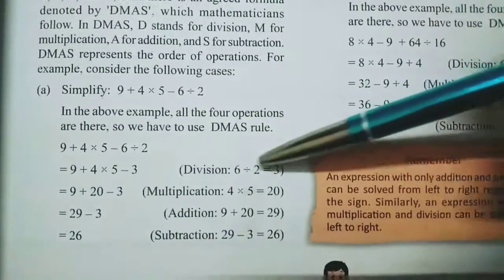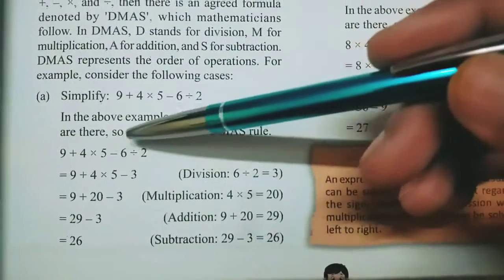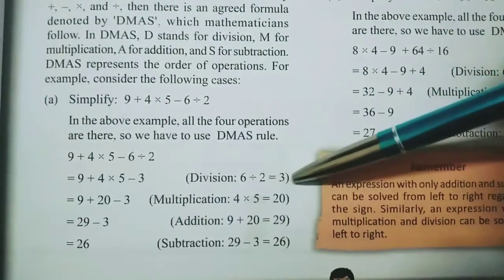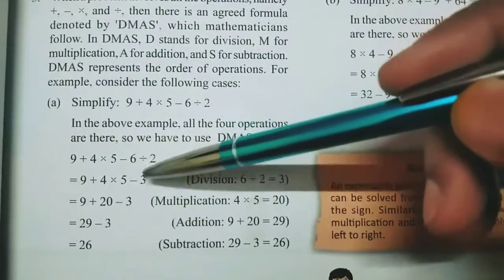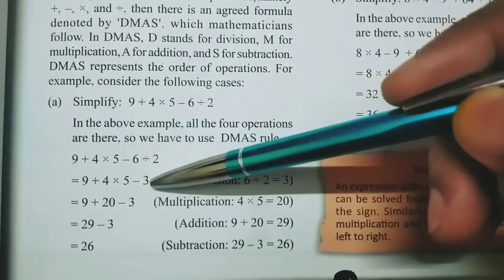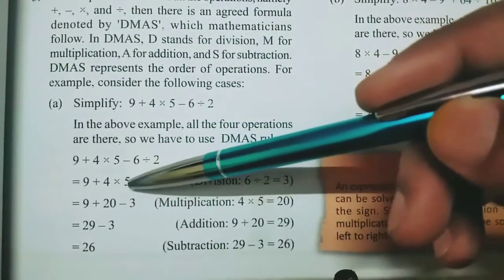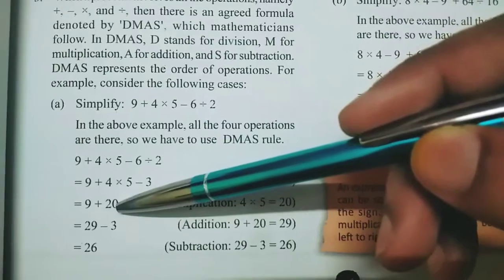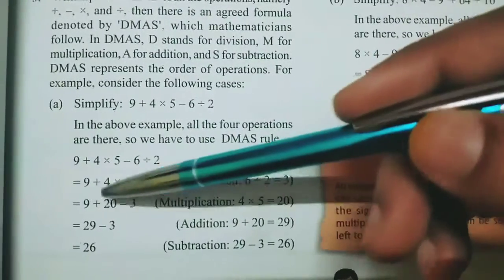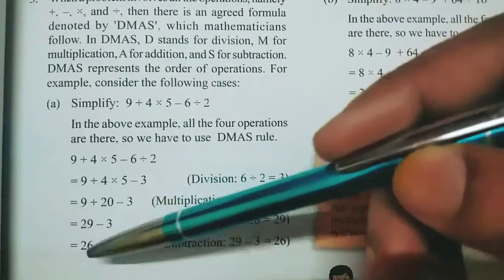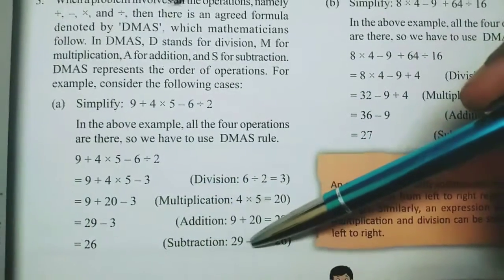Okay, so here you can see 9 plus 4 into 5 minus 6 divided by 2. First of all, what do you do? 6 divided by 2 is 3, which you have to write here. After that, you have to multiply. Which multiplication will you do? 4 into 5 is 20. Now what will you do? After that, addition. 9 plus 20 is 29. And last, subtraction, 29 minus 3 is 26. So here, step by step, everything is given.